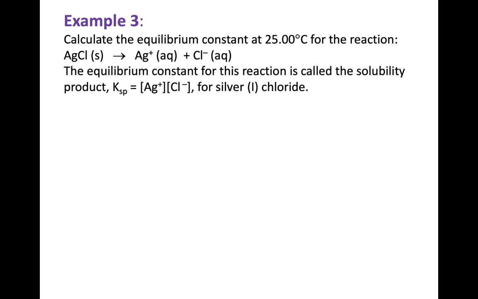So let's put this all together with an example. We want to calculate the equilibrium constant at 25 degrees for the following reaction: silver chloride solid dissolving into silver ions and chloride ions. But wait a minute, isn't silver chloride supposed to be not soluble? It turns out that it isn't very soluble, but it is sparingly soluble.